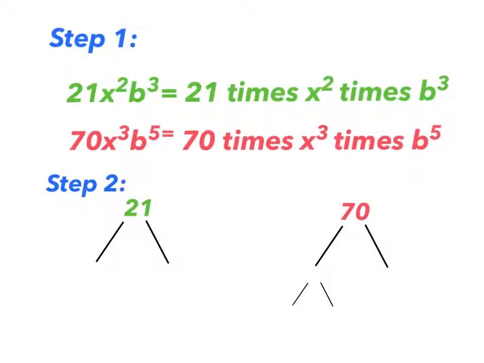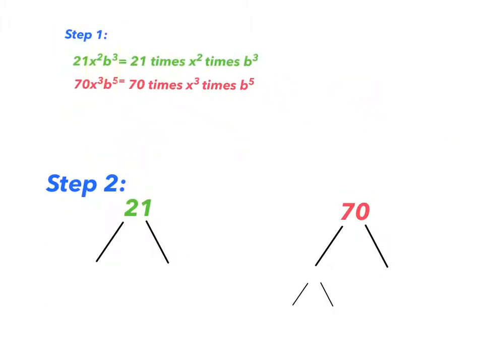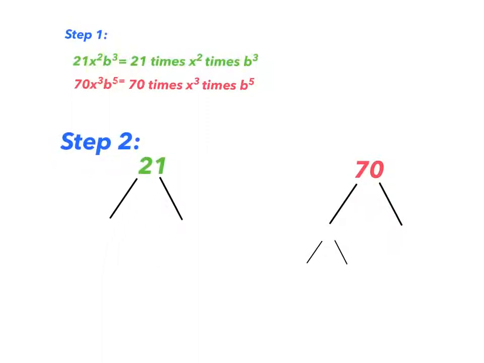Step number 1. You need to know that 21 x to the power of 2, b to the power of 3 is equal to 21 times x to the power of 2 times b to the power of 3. It's the same thing with this one too. 70 x to the power of 3, b to the power of 5 is actually 70 times x to the power of 3 times b to the power of 5. So this is the reason why you can split each of the things right here and work with them separately first.